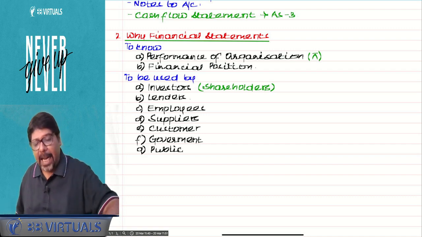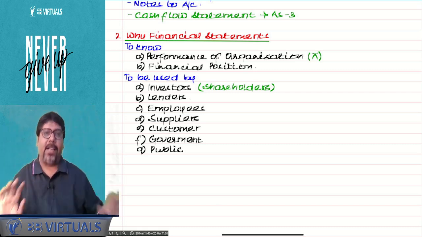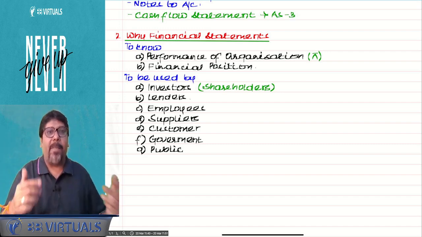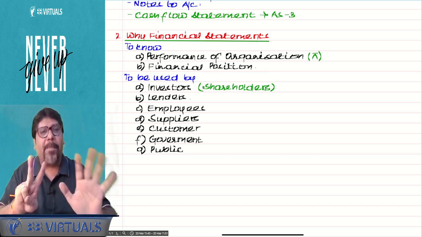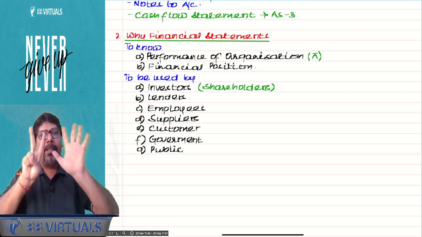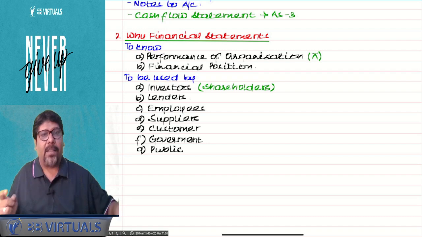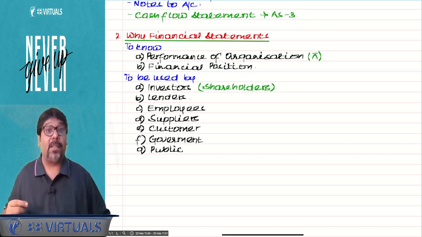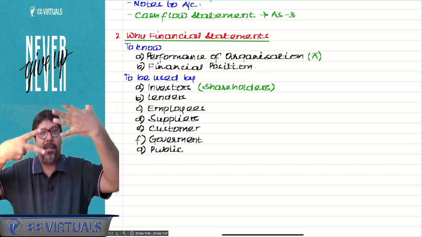That means as a chartered accountant, you will prepare financial statements which will be read by whom? These seven people. Who are the seven people? Investor, lender, employees, three done. Then supplier, customer, five done. Then government, public. So seven. How many are there? Seven.